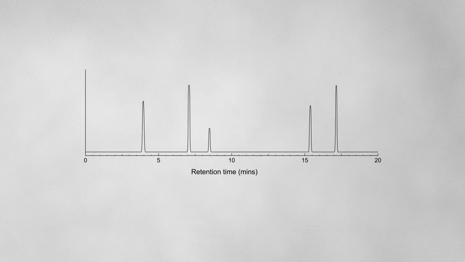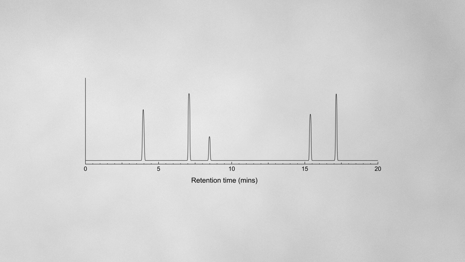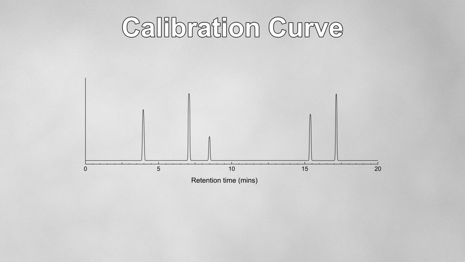An important thing to note with any type of chromatography that involves a detector is that the detector will often respond differently to different compounds. So how can we quantify the amount of a given component in our mixture? For that, we'll need to use a calibration curve.